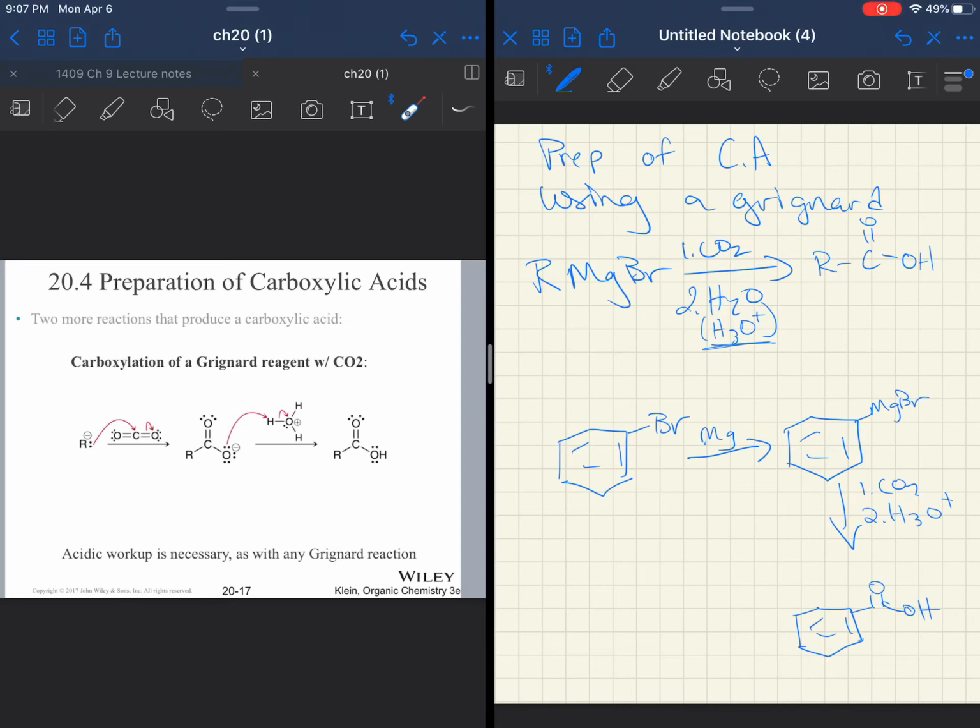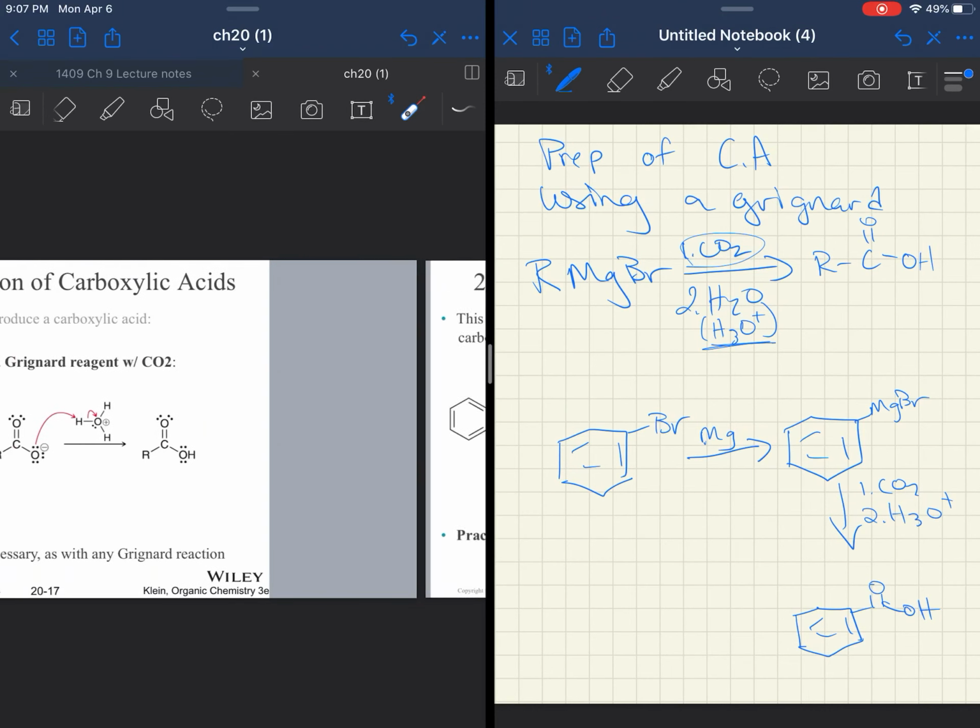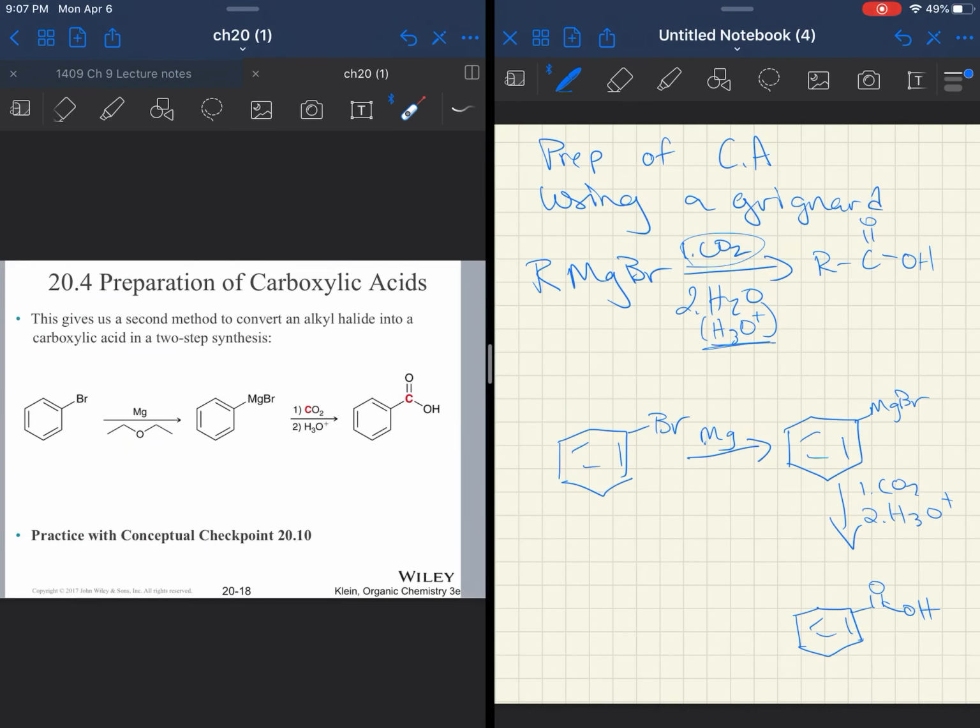All right, this is really a nice little tool for synthesis. So make sure you add this to reactions that you should know. It's a Grignard, but it's just a slight modification. We haven't done it with carbon dioxide before. And that's just what I wrote down over here.